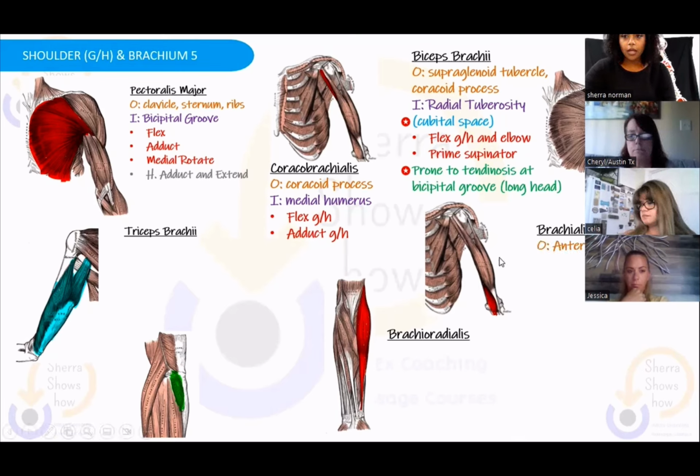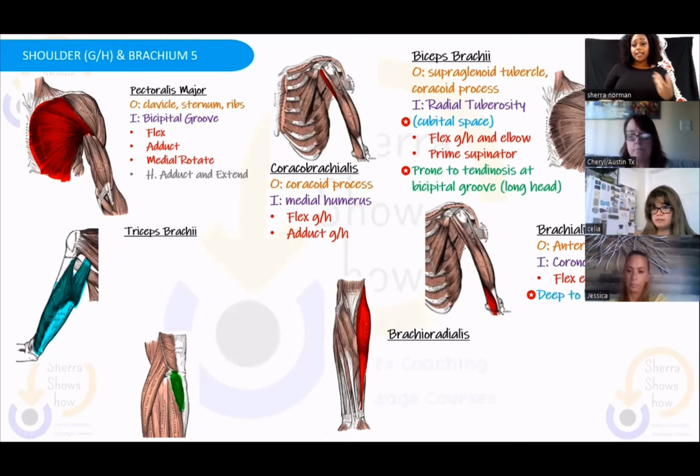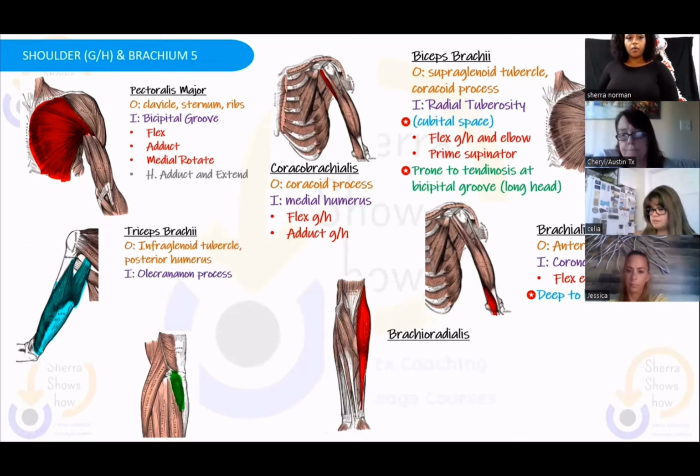And then moving on, brachialis, very straightforward. We love this muscle, super easy. Anterior brachium to the coronoid process, flexes the elbow. That's it. Usually you just want to know that it flexes the elbow and it's deep to the biceps. That's how that question usually comes up, okay? Deep to the biceps, flexes the elbow.